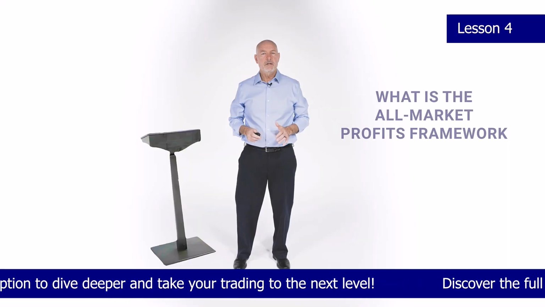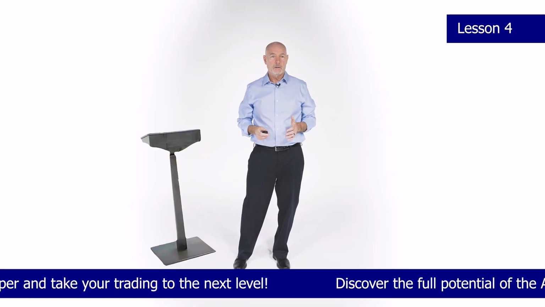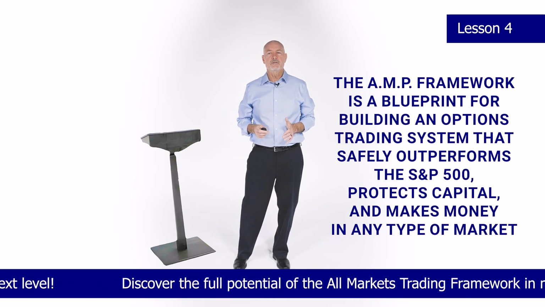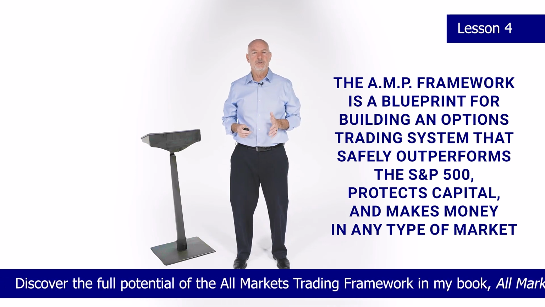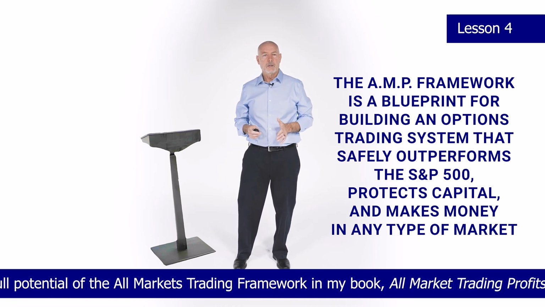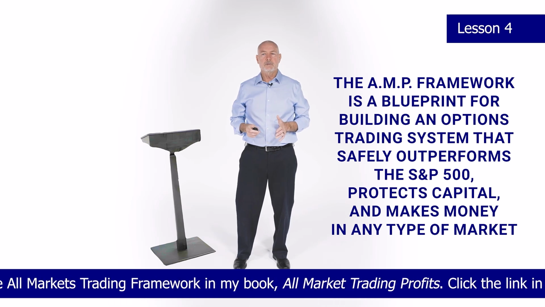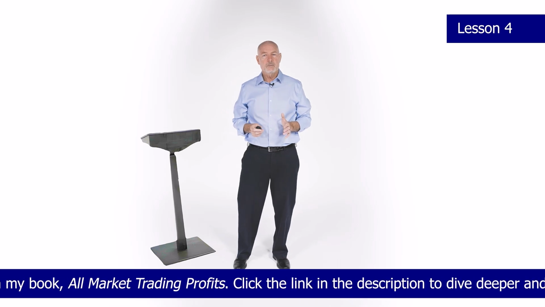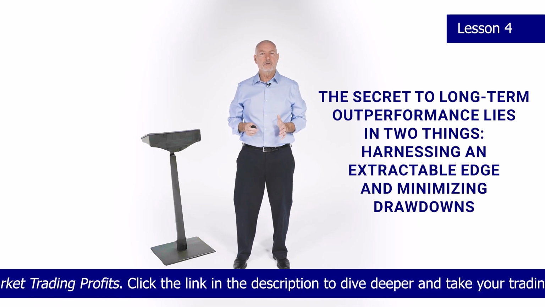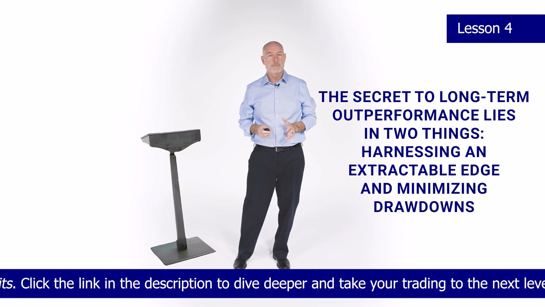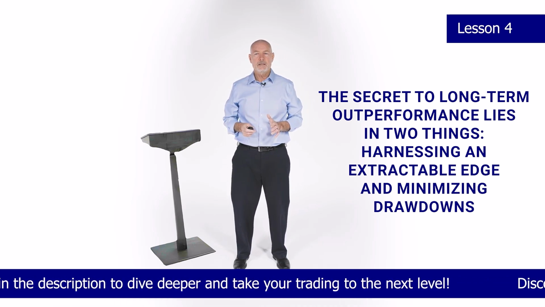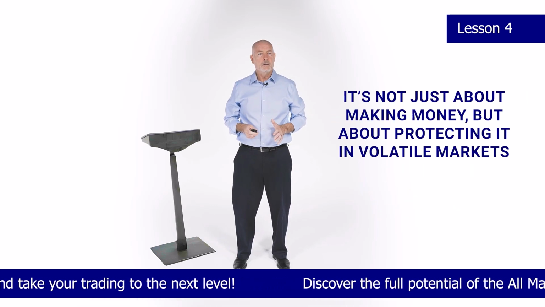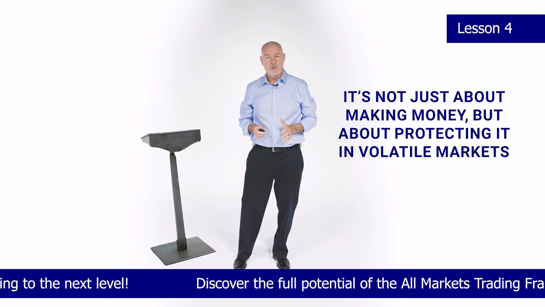What is the All Market Profits framework? Well, at its core, the AMP framework is a blueprint for building an options trading system that safely outperforms the S&P 500, protects capital, and makes money in any market environment, whether it's going up, down, or sideways. And the key idea behind the AMP is that the secret to long-term outperformance lies in two things: harnessing an extractable edge and minimizing drawdowns. It's not just about making money, but it's about protecting it in volatile markets.